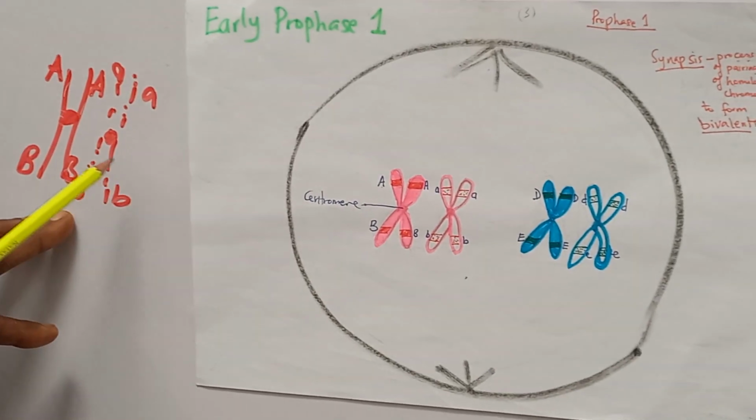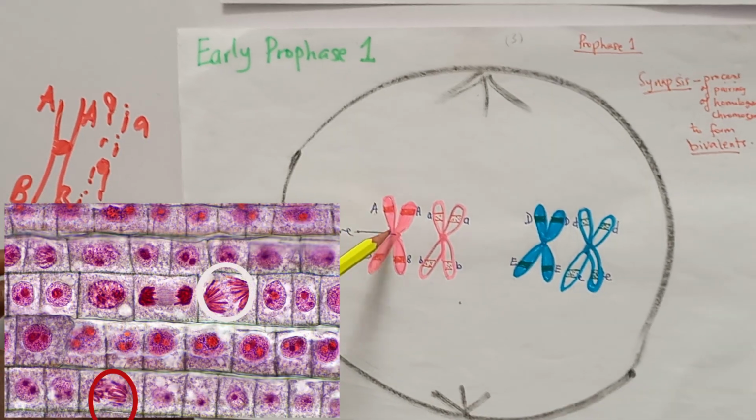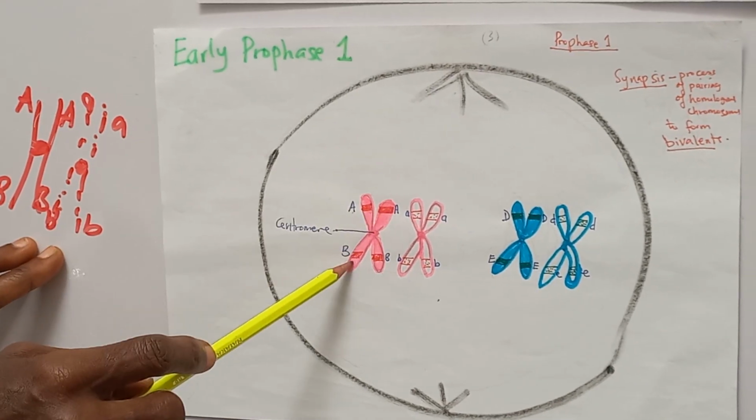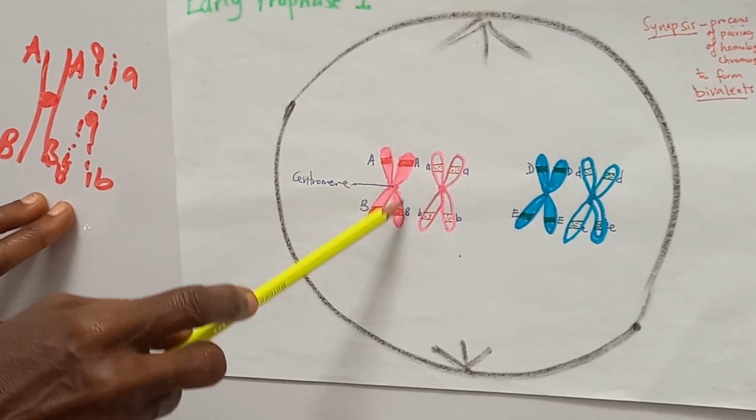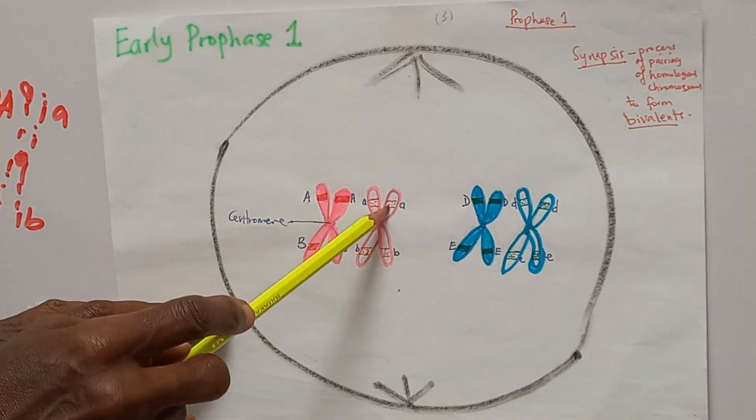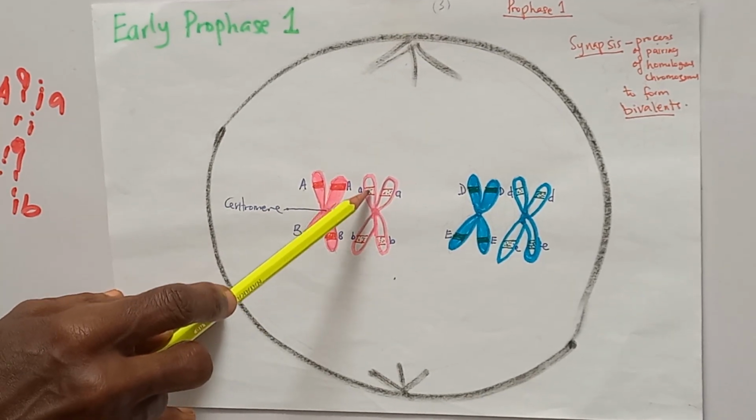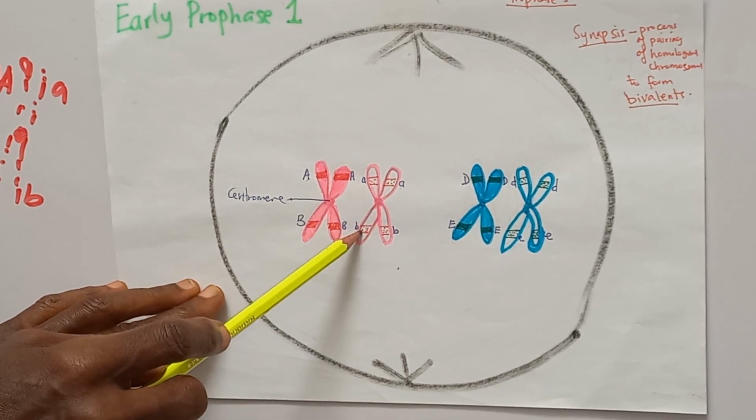But the chromosomes usually are not seen as straight lines like this. They are like this. That is why we are here. So we have this chromatid, big A, big B. We have this chromatid, big A, big B. It's the homologous chromosome. You have small a, small b, small a, small b.